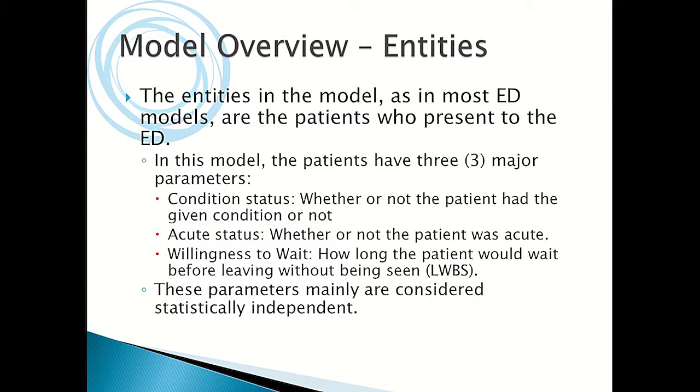So the entities were patients. The patients generally had a host of lesser conditions, but three major ones. Did they have the condition or not? Were they considered acute patients by different acuity levels? And how long were they willing to wait before getting a bed? Because if they don't get a bed in a certain amount of time, they'll just leave. Those parameters we mainly consider independent, except that if you were acute, you would never leave. You'd always stay for treatment.